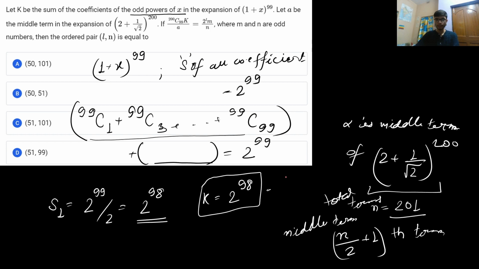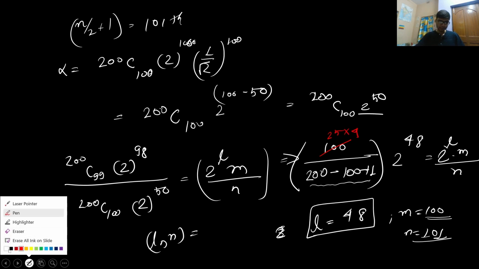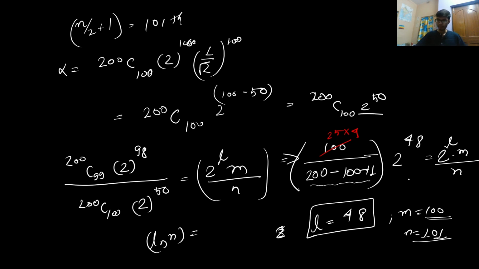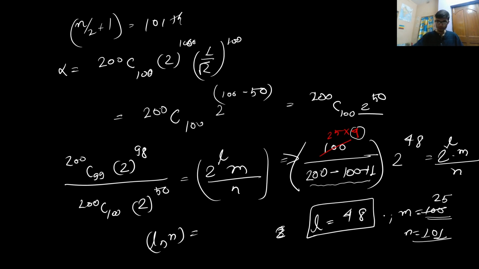Okay, so because m and n are odd numbers, what I was trying to do, instead of taking 100, is writing it as 25 into 4. If I do so, that will make m equal to 25, which is an odd number, and n is also an odd number. But in that scenario, I have to take 4 as 2 square, and this is 2 to the power 48 plus 2. So instead of l is equal to 48, this will make l is equal to 50.